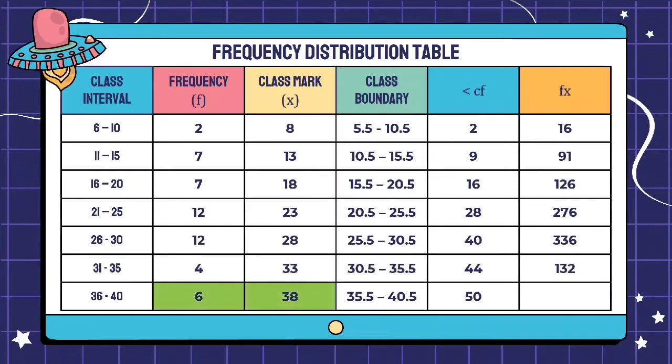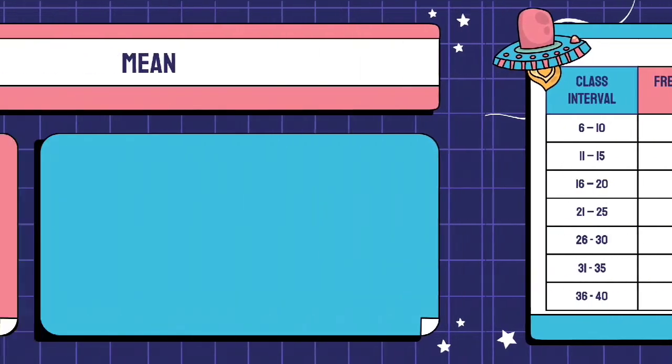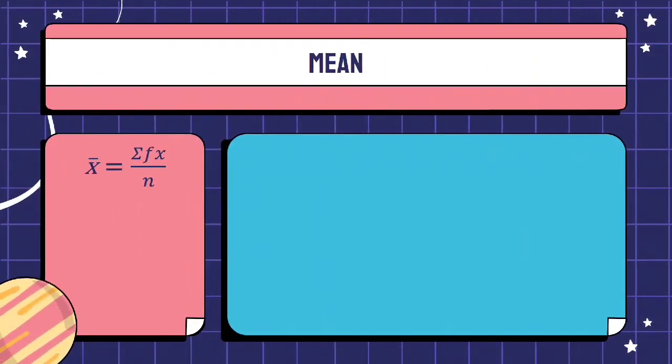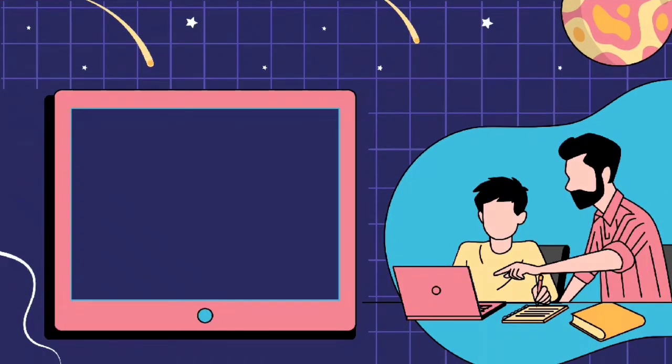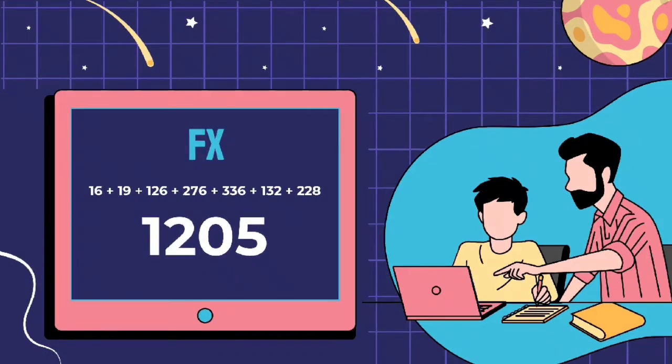Lastly, multiply 6 by 38 and we will get 228. Now, let's start solving for the 3 M's. Let's start with the mean. First, we need to get the summation of fx and the total frequency. So, let's do it. For fx, let's add all the numbers in the fx column.